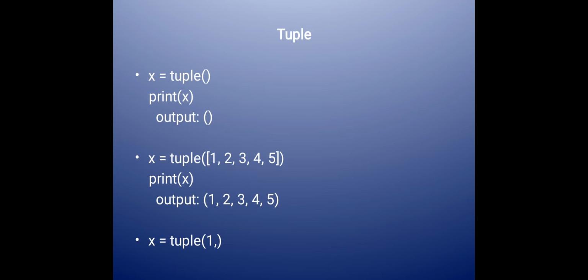Okay. And the other thing is we can also declare a tuple with only one element. While declaring a tuple with one element, make sure to put a comma after that one element. So here x is equal to tuple of 1 comma within these brackets. That means it only has the value 1 in that tuple, but while declaring that tuple we have to put a comma after that element.